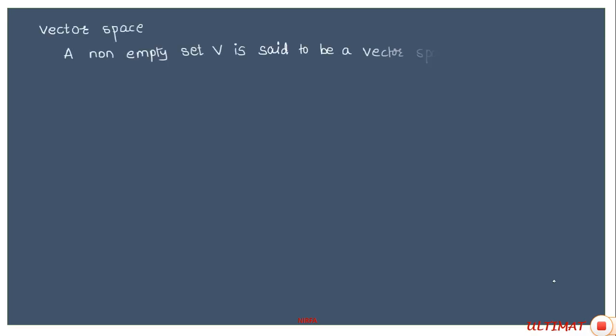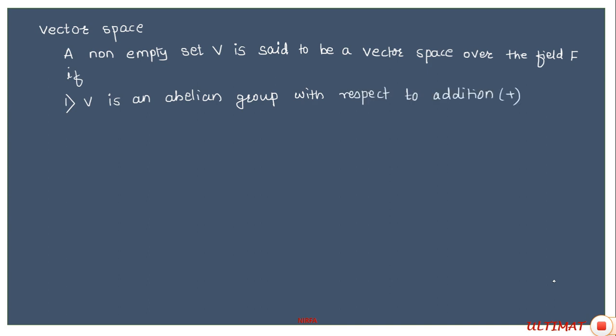Vector space: a non-empty set V is said to be a vector space over the field F if V is an abelian group with respect to addition. Alpha plus beta times V is equal to alpha times V plus beta times V. Alpha times the addition of two vectors, that is V1 plus V2, is equal to alpha times V1 plus alpha times V2.